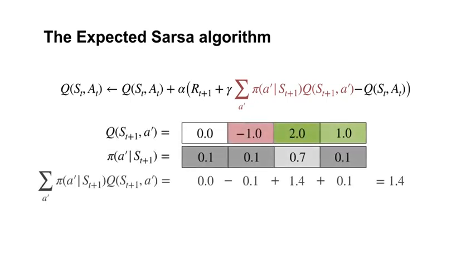That means that on every time step, the agent has to average the next state's action values according to how likely they are under the policy. For example, with the following values and policy, Expected Sarsa would use a value of 1.4 for its estimate of the expected next action value.